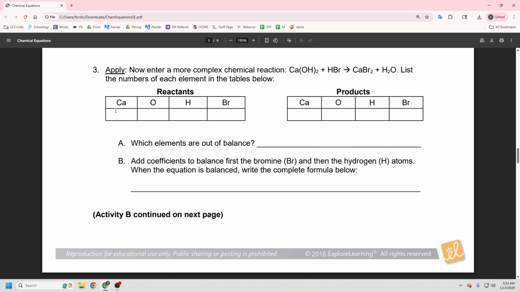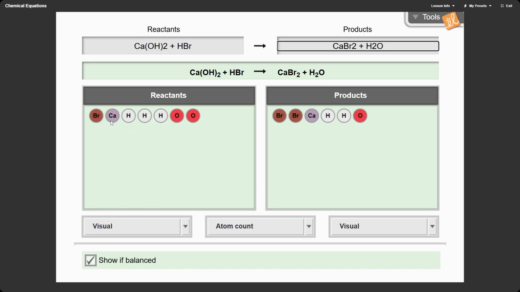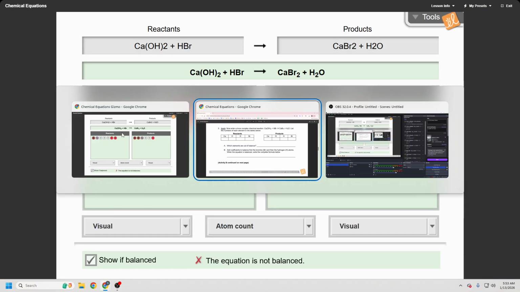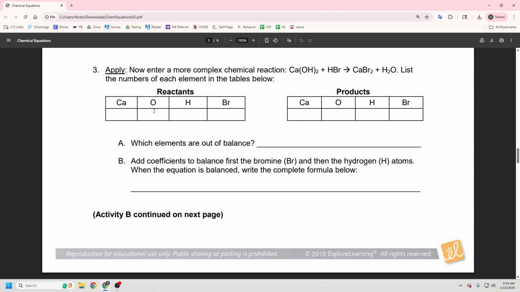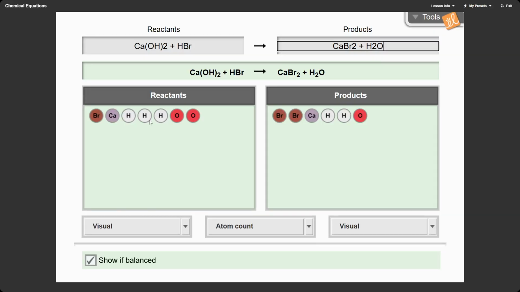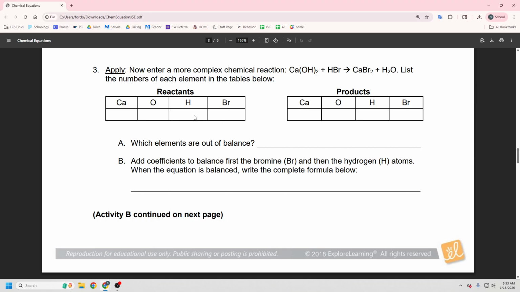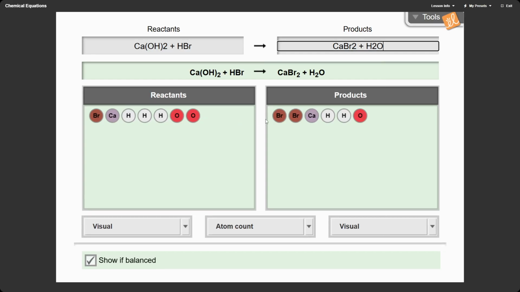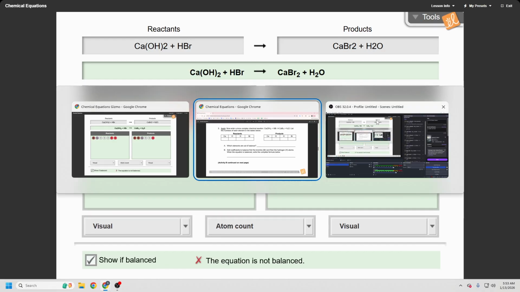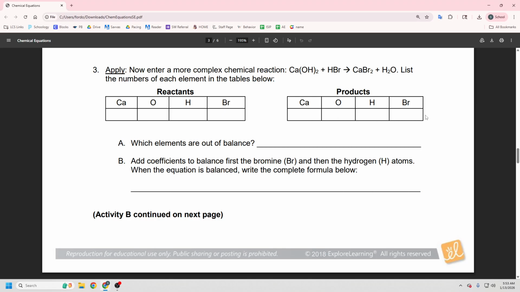We accidentally skipped this part in 3 at the top. They want you to write for calcium up here in this first box. How many calciums do we see? And then in the second box for oxygen, how many oxygens are here? How many hydrogens and bromines? So you write that for the reactants, and then on the right side over here you write that for the products.